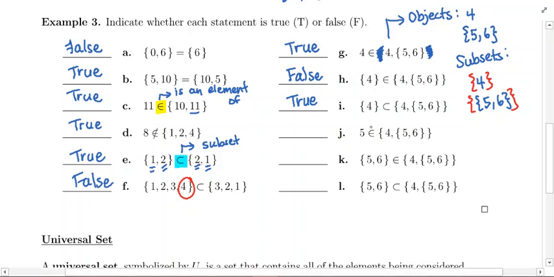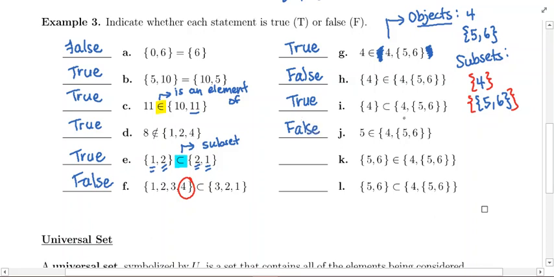All right, so continuing on, looking at J, is 5 an element or an object of the set? We'll go back to our list. We already wrote down the objects or the elements of the set. The set only has two elements, 4 and the set 5, 6. 5 is not one of those objects. 5, yes, is contained within the set 5, 6, but this entire unit, the set 5, 6, is considered to be an element of the set, not just 5 by itself. So this is a false statement.